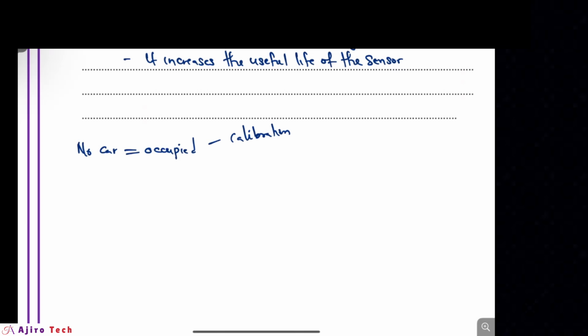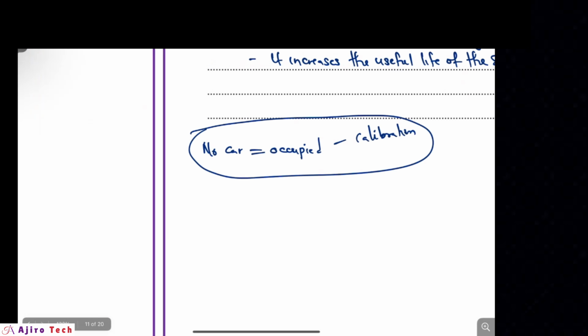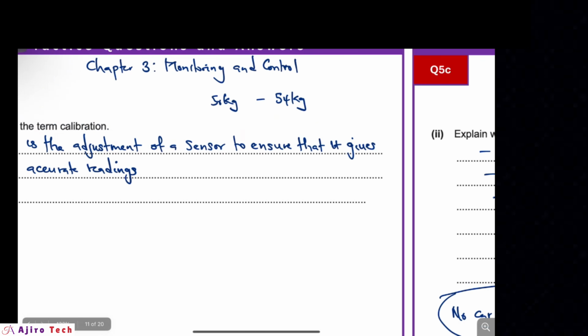Because why are you telling me that there's no car and you are saying occupied? Or it will now display 0 spaces available, meanwhile there are spaces, even when spaces are free. So calibration prevents such problems. That's what calibration does. Prevent what? Such problems. Are we good? So I just wanted to explain that.